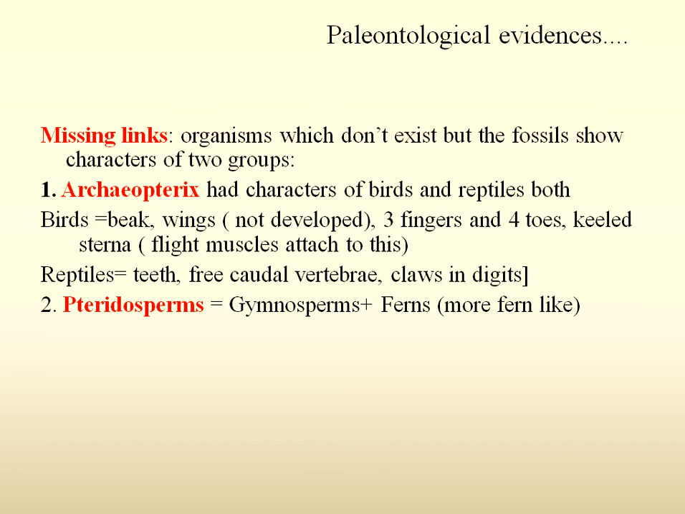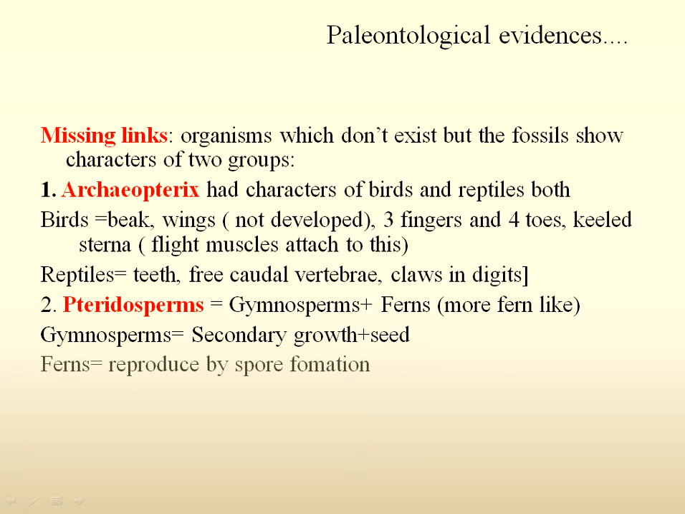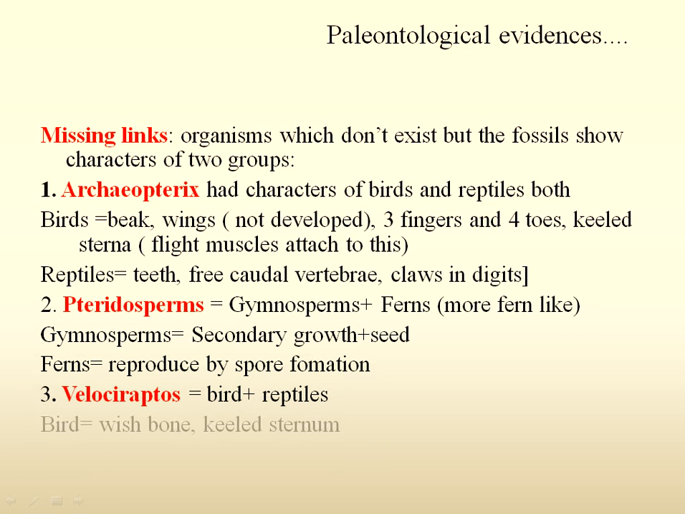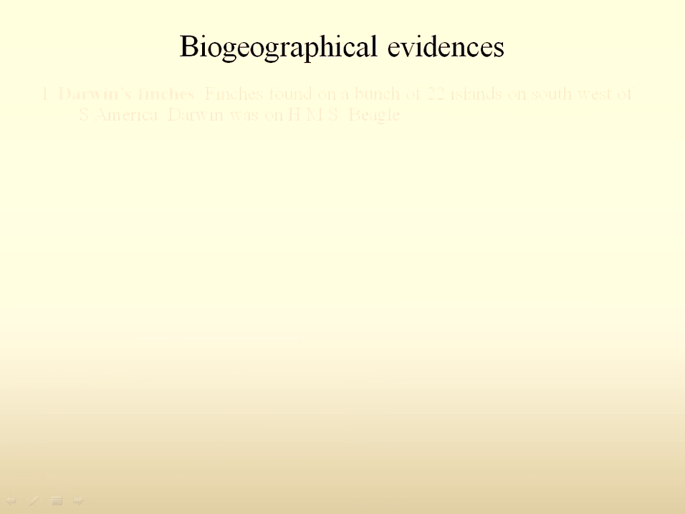We also have pteridosperms, a mixture of gymnosperms and ferns. However, pteridosperms are more like ferns rather than gymnosperms. It is only the secondary growth and seed that are like the gymnosperms, whereas it reproduces by spore formation like that of ferns. Velociraptors are a mixture of birds and reptiles. They are the missing links which further add to the paleontological evidences.